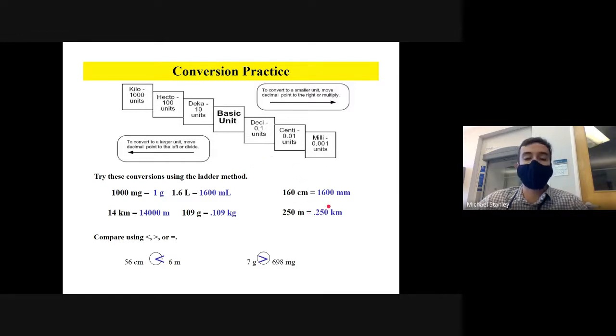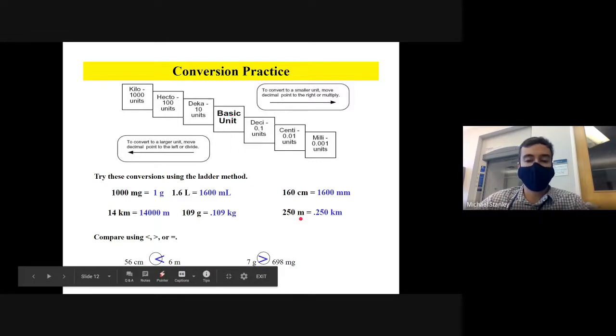Right, I'll do one more example for you guys, and then I'll have you help me out with some examples. So we have our base unit, and this one we want to go from meters to kilometers, and this is telling me that 250 meters is the same thing as 0.250 kilometers. So I want to double check and make sure that's right.